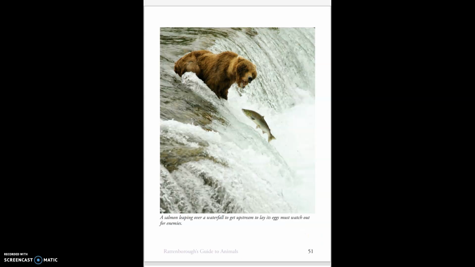Here's an illustration showing the salmon having to go all the way upstream so that it can go to the exact same place that it was born to lay its eggs. But as you can see, there is an enemy here that the salmon really has to be careful of so that he can make it back to the stream that he was born.